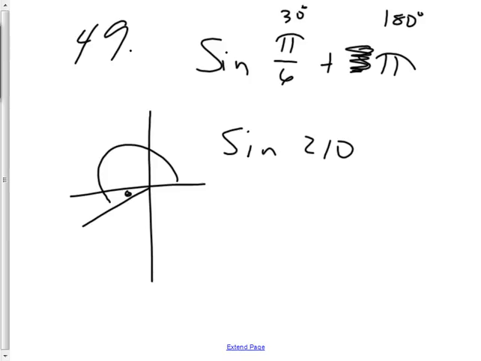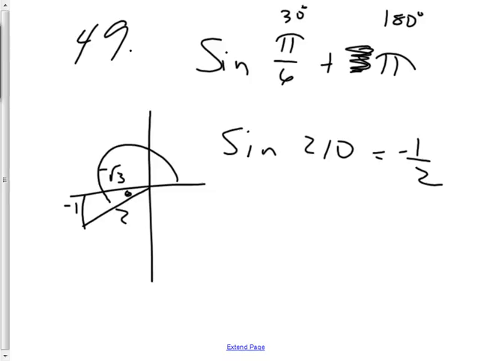And that's not what I want, though. I want the side ratios. And if that's a 30, this is a 1, and this is a 2, and this is the square root of 3. And the sine of that is opposite over hypotenuse. Don't forget these are... That's not negative. Hypotenuse can't be negative. Sine is opposite over hypotenuse. Sine is -1 over 2. Answer is -1/2.